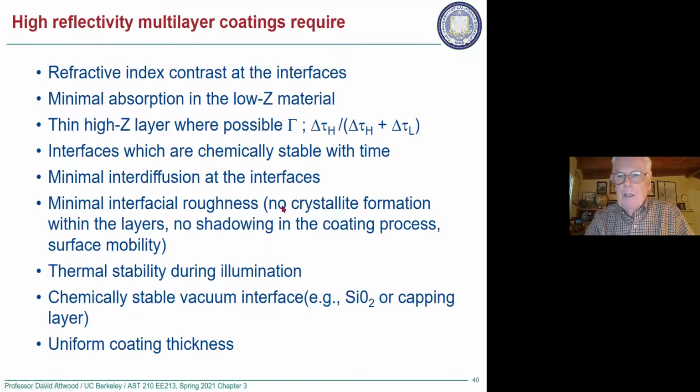And so you don't want little crystal formations in any of the layers, because they just bring a non-uniformity to the refractive index that the incident wave sees, and a little crystallite formation is just going to scatter radiation in other directions, not what you want. So you want smooth surfaces and no crystal formation. Okay. And they have to be thermally stable. For instance, at the undulated beam lines, they're going to take a lot of heat load.